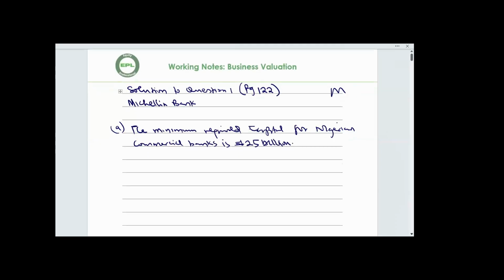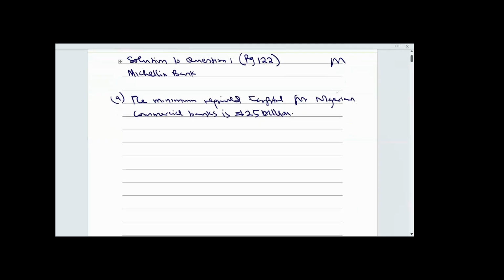However, with the new change, let me just add it. With the new requirements, the new recapitalization or minimum requirement. Like I said, banks are now categorized into three.